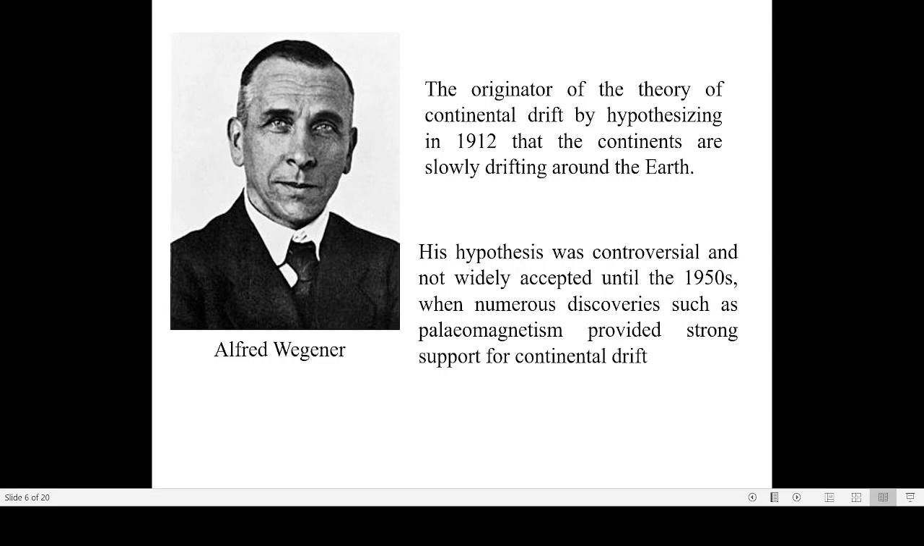Only in 1950, based on several new evidences, basically evidence coming from paleomagnetism. You might have heard about the Earth's magnetic field. Right now, you know about the North Pole as well as the South Pole. The North Pole is in the most northern part, in the Arctic region, and the South Pole is in the Antarctic region. That is the present situation.